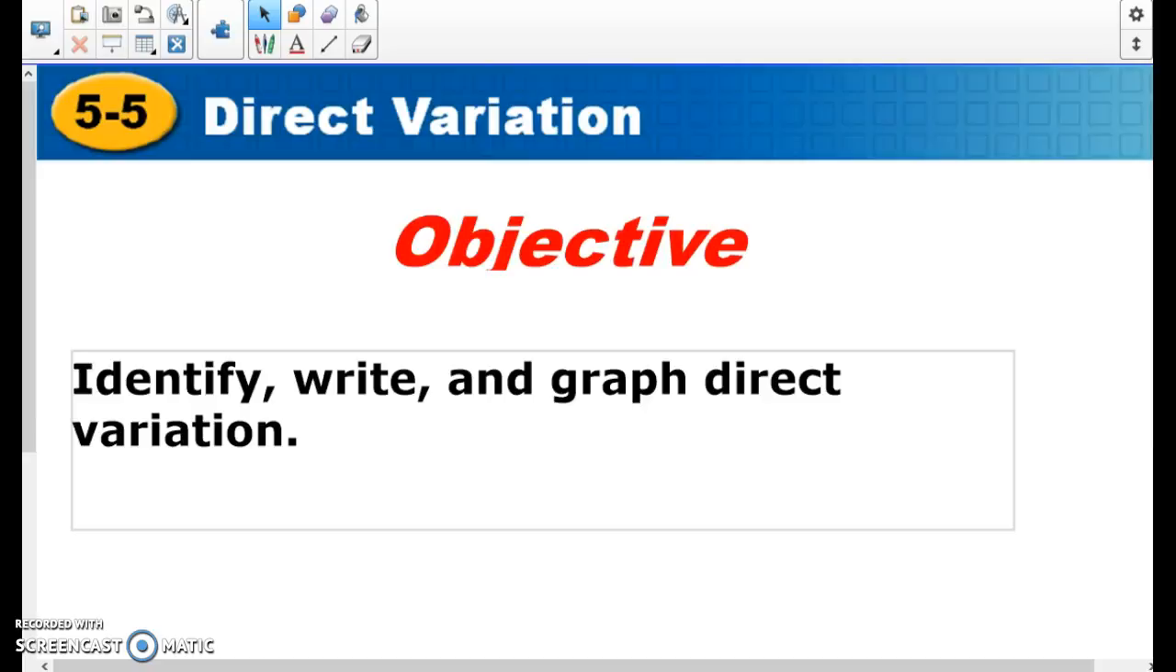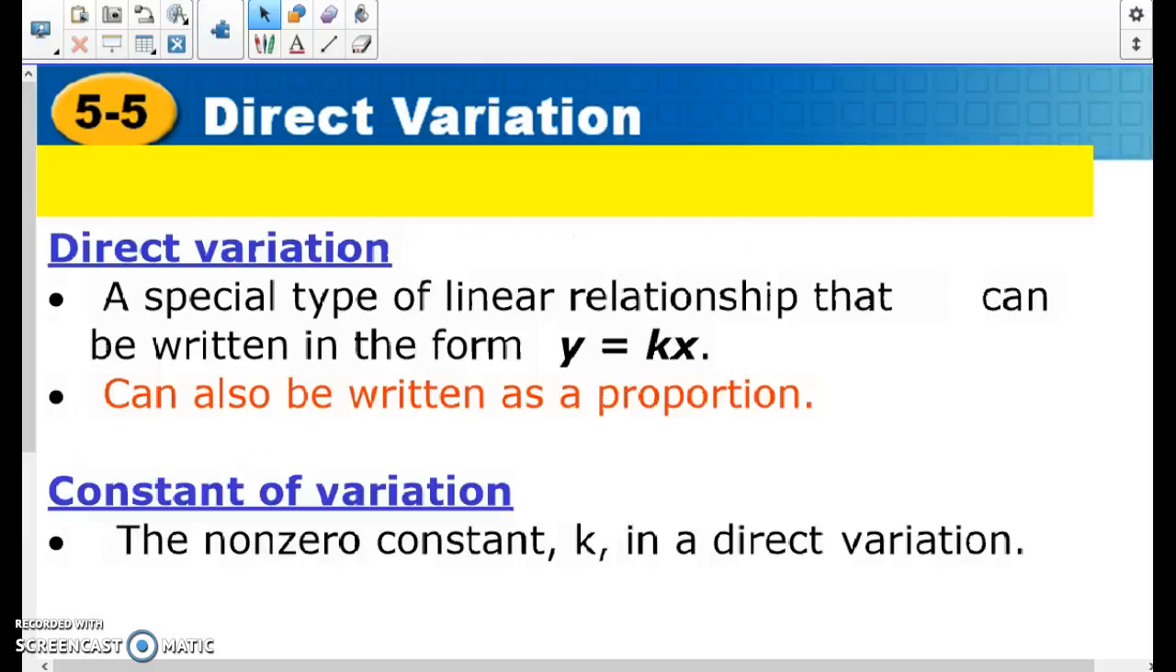So in this section, we need to know two things. We need to identify direct variation in equations, and we need to be able to solve for direct variation when they give us our variables. So direct variation is a special type of linear relationship that can be written in the form y equals k times x. And the way I'm going to explain it more times is going to be that it's going to be written as a proportion. Constant of variation is the non-zero constant k in direct variation. And we'll talk about what that means in a second here.